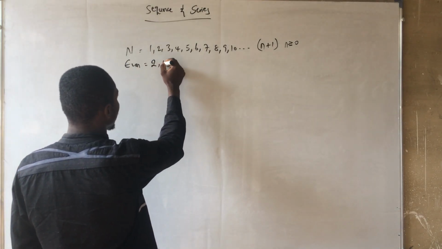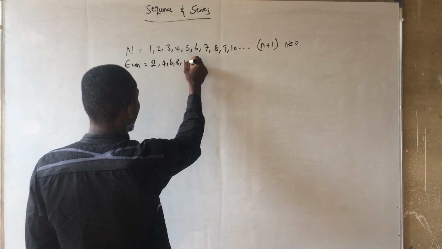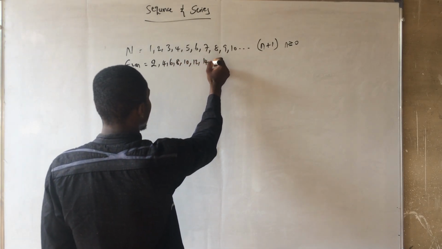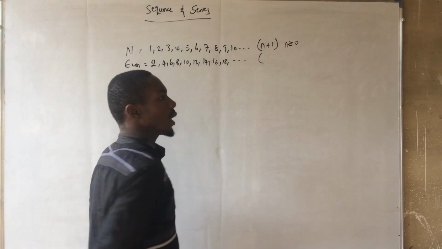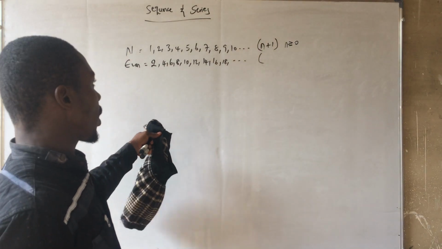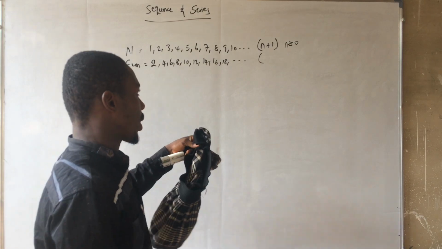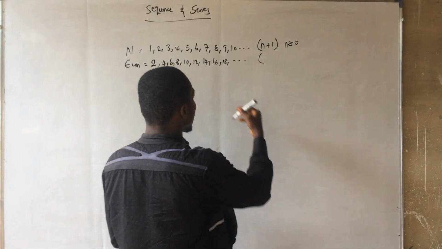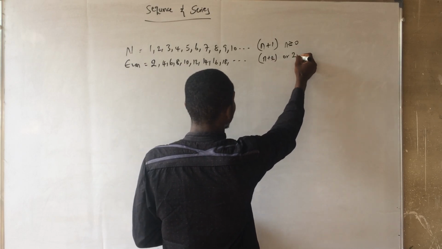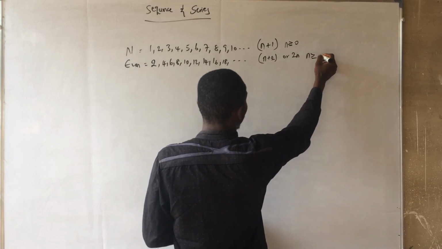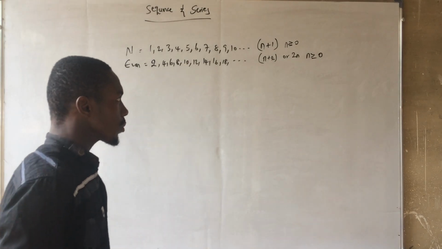We have 2, 4, 6, 8, 10, 12, 14, 16, 18 till infinity. The general pattern you can use to form these even numbers is n plus 2 or 2n, where n is greater or equal to 0.